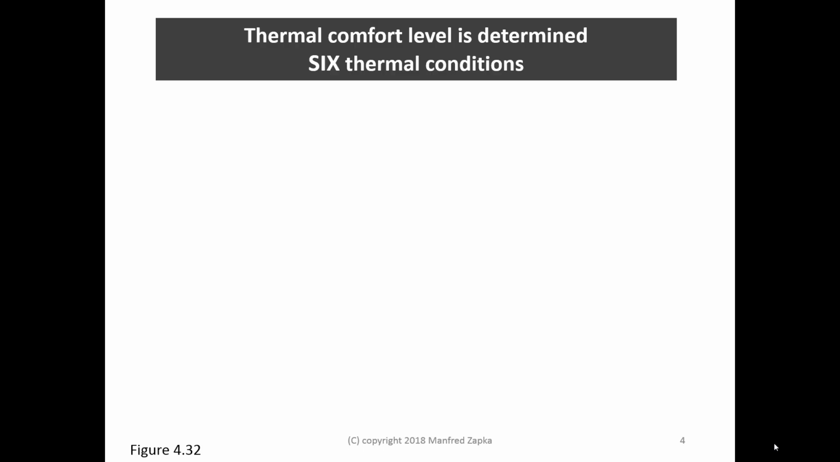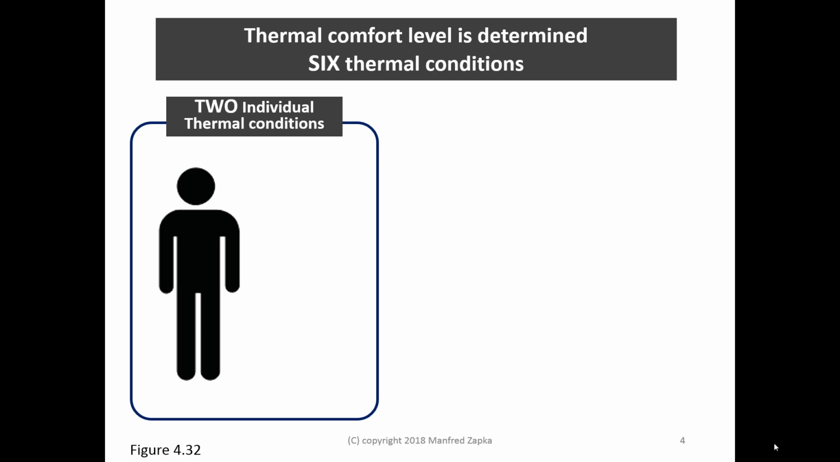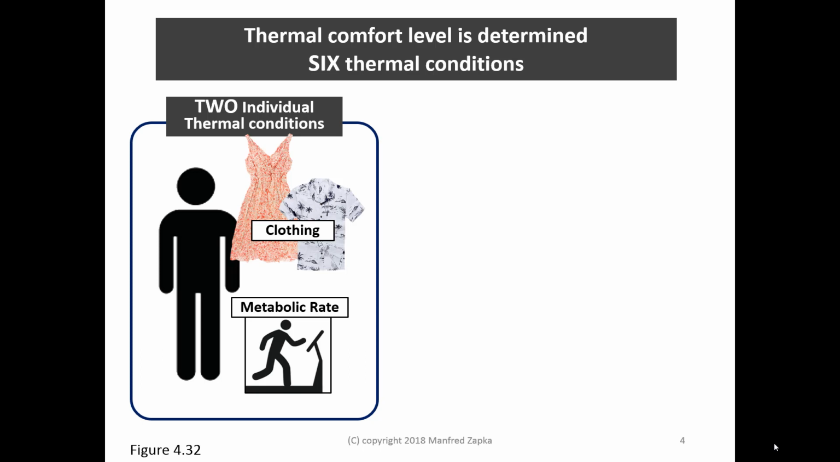So these 6 factors which determine the comfort level are described as follows. We have two categories, as we said. The one is the individual thermal condition, and then we have 2 factors in there. One is the clothing and one is the metabolic rate. Metabolic rate tells us how much heat is created and has to be rejected, and the clothing is how much insulation is actually on the human body.